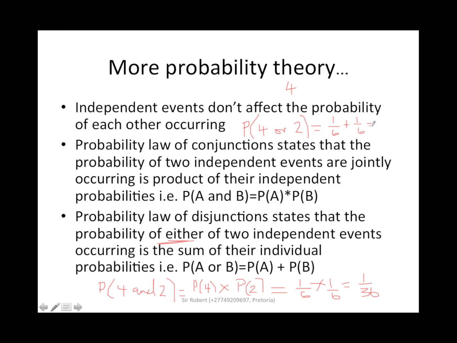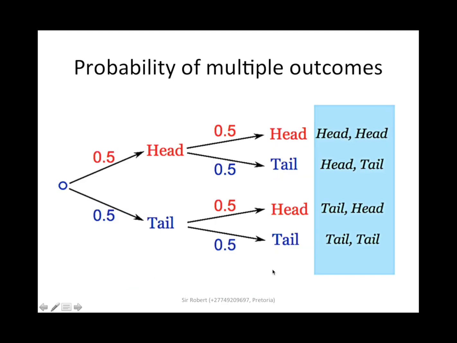If you add them, you get 2 over 6, which is equal to 1 over 3. But if you leave it as 2 over 6, it's okay, unless you are required to round off. So this is the difference. A and B means these are joined, they should occur together. Then A or B means they can occur separately, so we just add them.